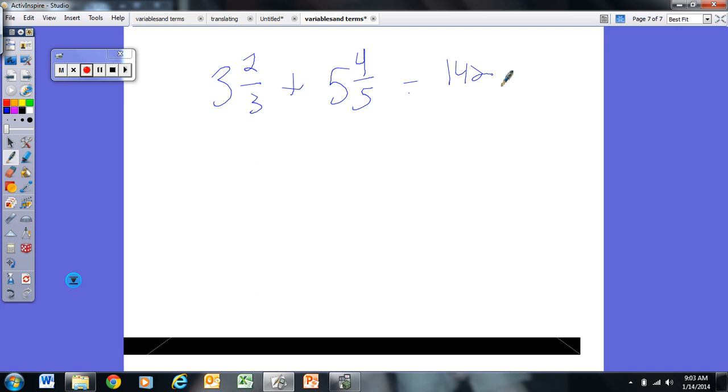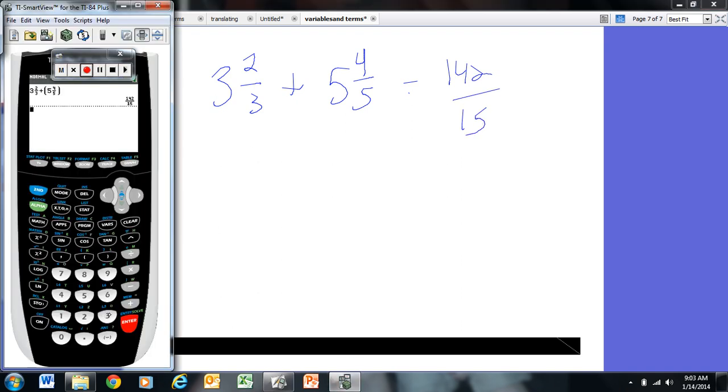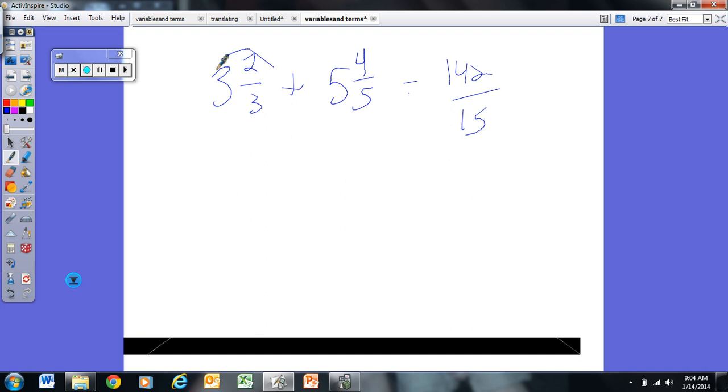Now, if you don't have a calculator that's updated, you can simply do 3 plus 2 divided by 3. That's 3 2/3. And if you want to push enter, then you can do math, enter, enter. And that will give you this as an improper fraction, which is 11/3. It's a little bit more work, but you can handle it.